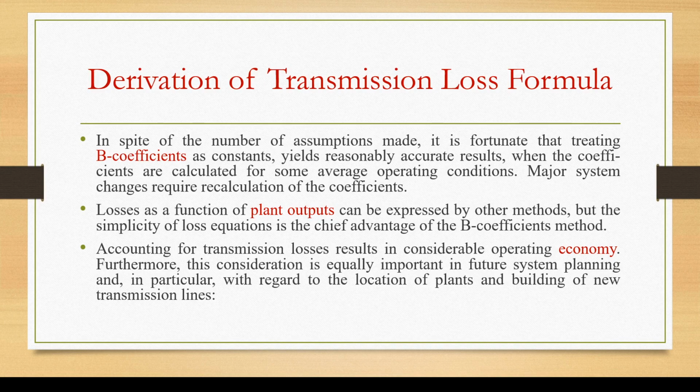In spite of the number of assumptions made, it is fortunate that treating B coefficients as constant yields reasonably accurate results when the coefficients are calculated for some average operating conditions. So we are assuming some values, but still we are getting accurate results by treating these B coefficients as constant. Major system changes will require recalculation of the coefficients. Losses as a function of plant outputs can be expressed by other methods, but the simplicity of loss equations is the chief advantage of the B coefficients method.